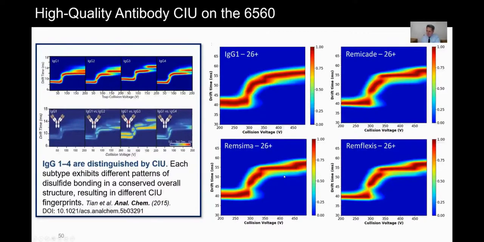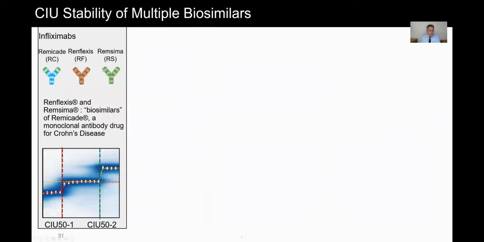And you can see how interesting that will be. Do they really have the same structural conformation? As we activate them, are there subtle differences that start to emerge in those intact structures? So let's look at that in more detail. Okay, once again, here we have the innovator and the two biosimilars.